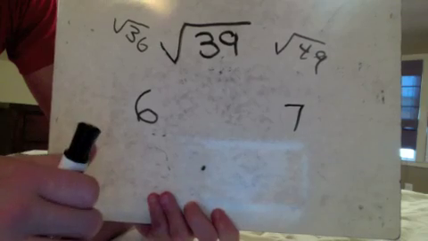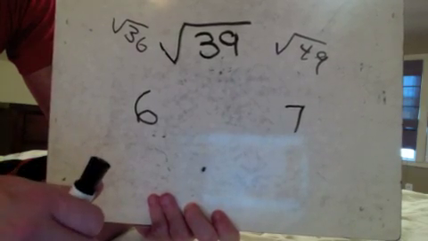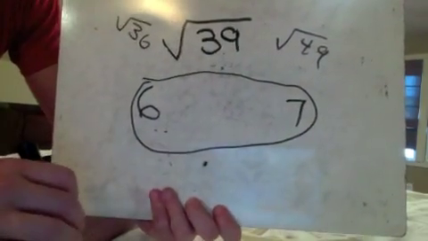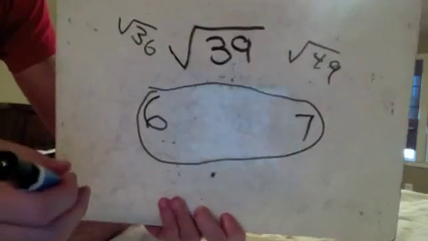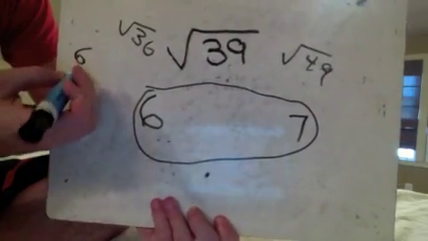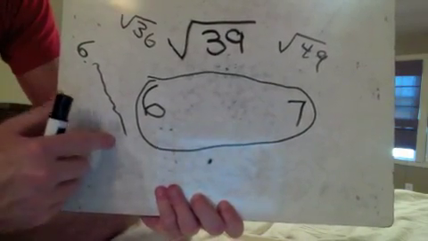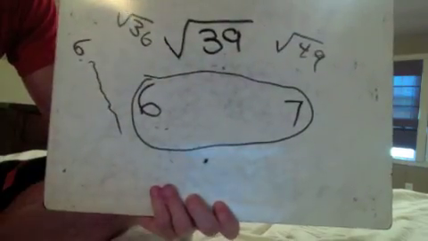So our answer to what is the square root of 39 is going to be between 6 and 7. If you did this on the calculator, your answer would probably be 6 point blah blah blah blah blah. 6 point blah blah blah blah blah is between 6 and 7.